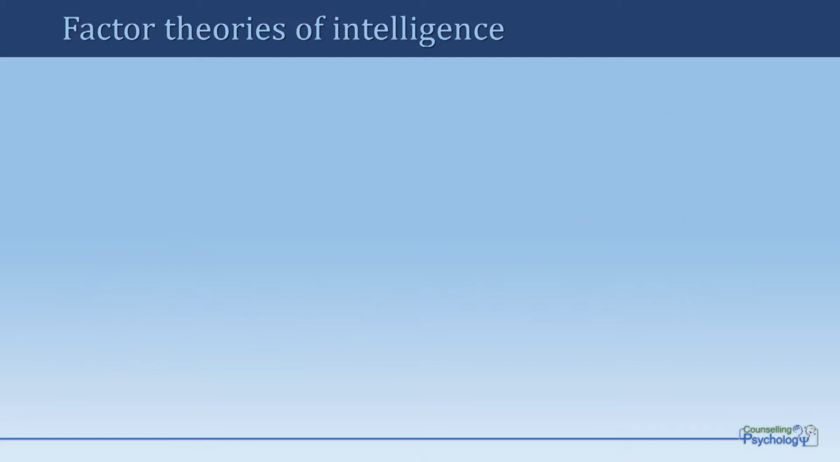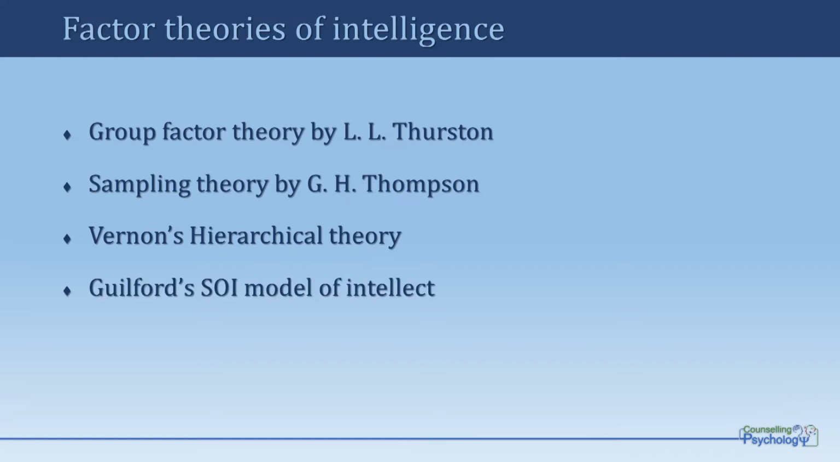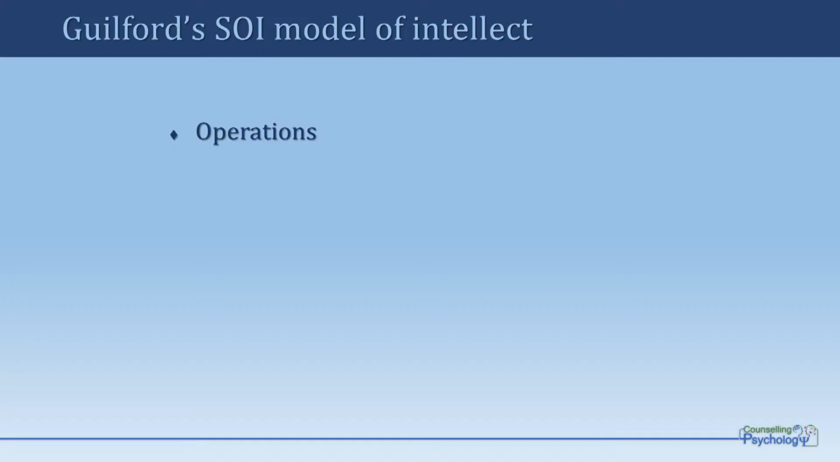There are many other factor theories like the group factor theory by L.L. Thurston, sampling theory by G.H. Thompson, Vernon's hierarchical theory, and Guilford's SOI model, that is the structure of intellect model, which concluded that every intellectual activity can be described in terms of three basic dimensions. Number one, operations, that is the act of thinking. Number two, contents, the terms in which we think, like words or symbols. And number three, products, the ideas we come up with.